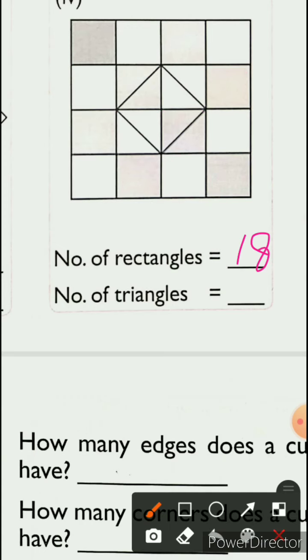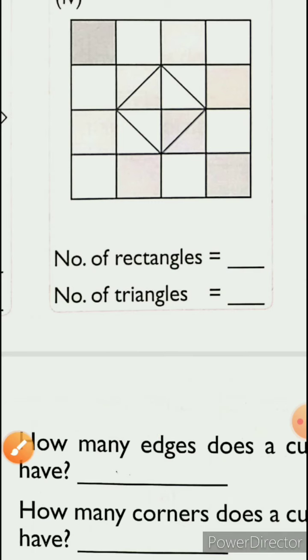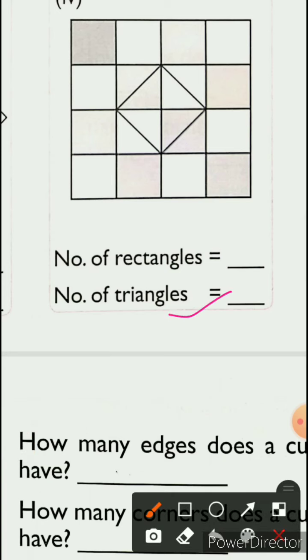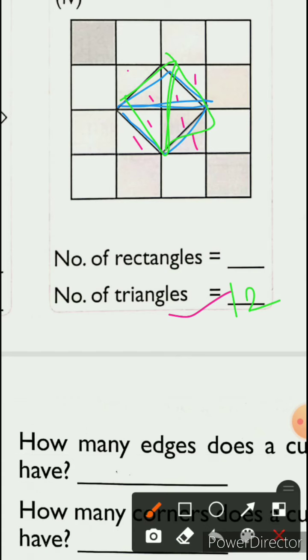Okay, rectangles means shapes which have two equal opposite sides, and 90 degree angles. Clear? Now just count the number of triangles. So that is your first, second, third, fourth, fifth, sixth, seventh, eighth, 8 triangles. Okay, 9, 10, 11 and 12. So total we have 12 triangles here.